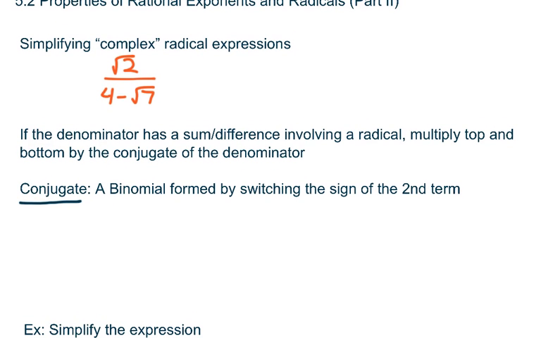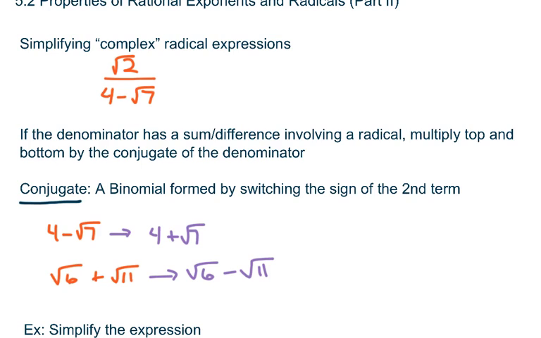So really, if I gave you 4 minus the square root of 7, the conjugate of that would be 4 plus the square root of 7. Or if I gave you something like the square root of 6 plus the square root of 11, the conjugate of that would be the square root of 6 minus the square root of 11. That's all a conjugate is. It's a binomial, two terms, bi meaning two, and all we do is switch the sign in between them. So we go from 4 minus to 4 plus, or square root of 6 plus to the square root of 6 minus, and that's really all there is to it.